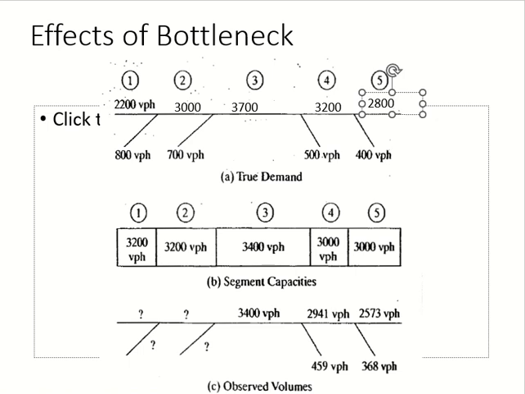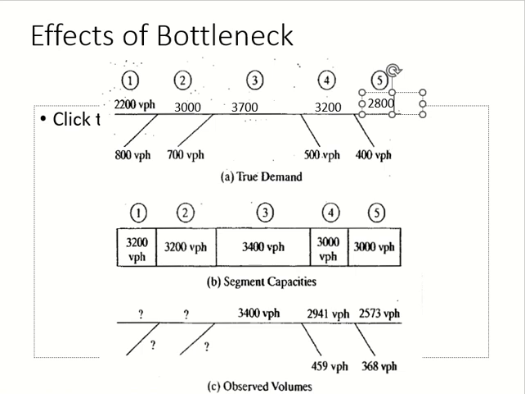In the second figure, you see the capacity of each segment. Capacities for the ramps are not given, so we assume that ramps don't have a problem. Whatever the demand is, the capacity is enough for it. Clear? So we are only concerned with the segments of the highway, segments 1, 2, 3, 4, 5.